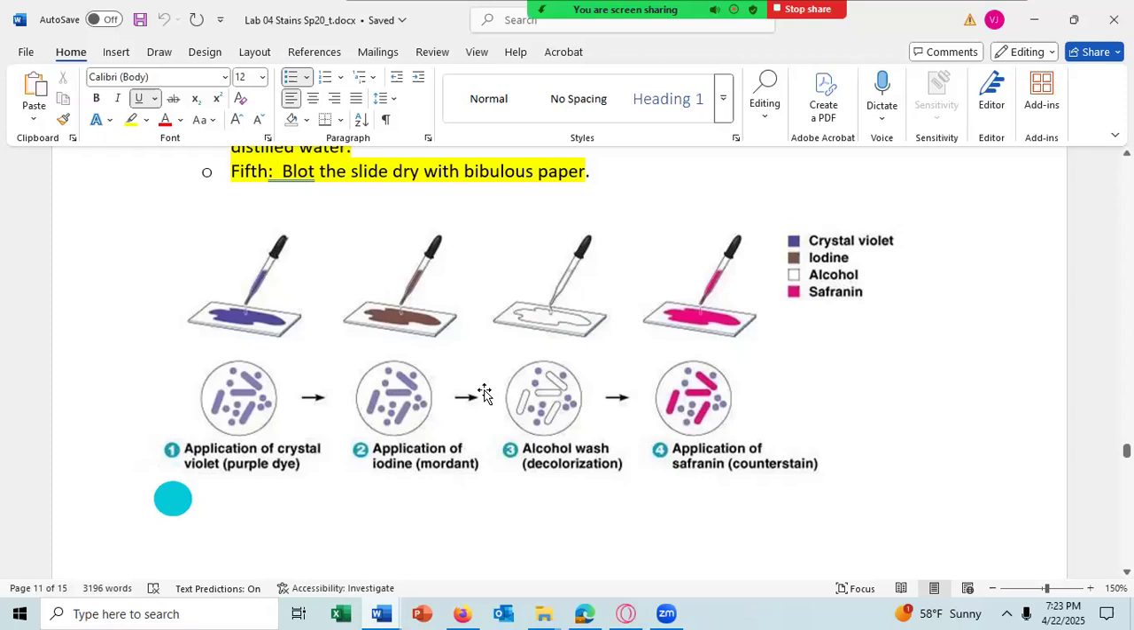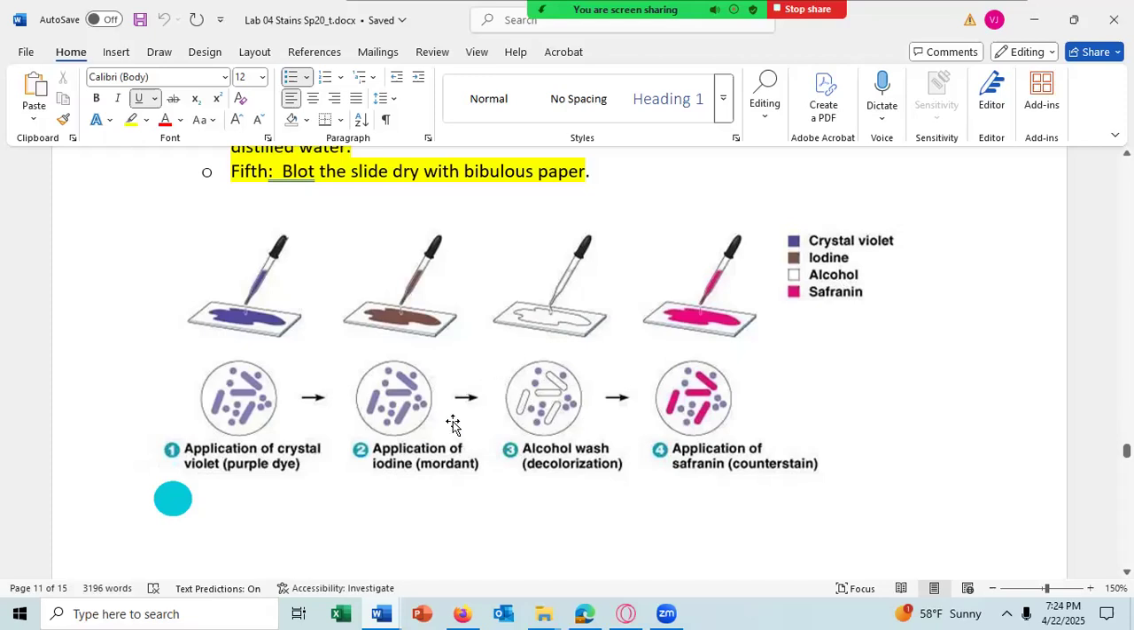You then apply the decolorizer, and the gram-negative cells will appear clear. The gram-positive cells will appear purple as long as you're doing the gram stain correctly. If you apply the decolorizer for too long, you will pull out the crystal violet iodine complex from the gram-positive cell as well as from the gram-negative. On the other hand, if you apply the decolorizer for not long enough, you will not pull out at least all of the crystal violet from the gram-negative cells. So the decolorizing step is critical.